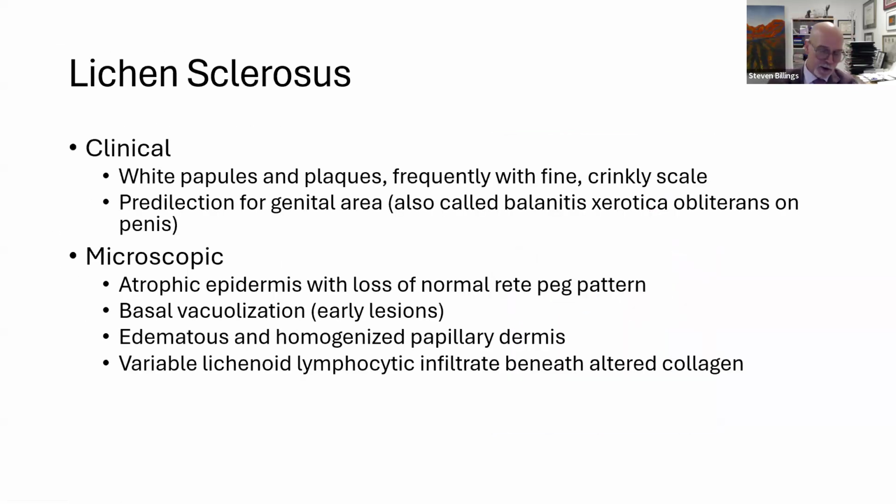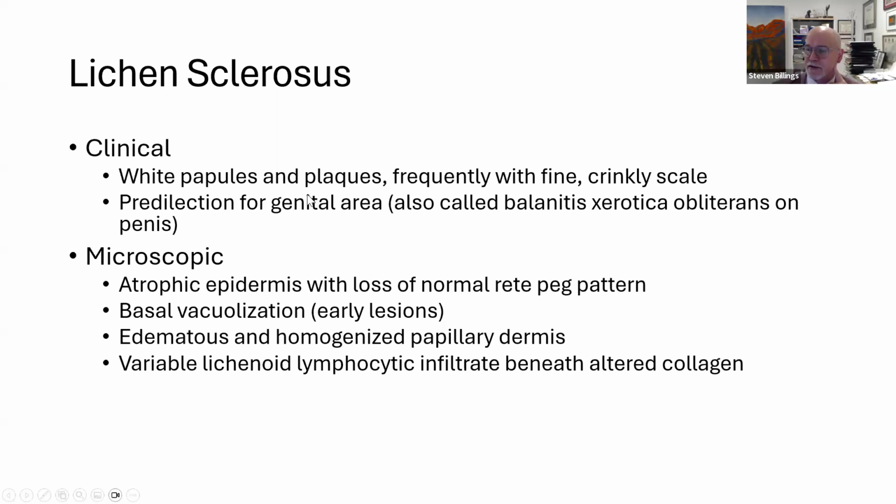Now, lichen sclerosus. We already talked about lichen sclerosus when we were talking about early stage lichen sclerosus, which is characterized by an interface dermatitis. Clinically, lichen sclerosus will present as white papules and plaques, often with some fine crinkling scale of the overlying epidermis. It has a predilection for anogenital skin, but you can also see extragenital lichen sclerosus. And sometimes you can see cases of lichen sclerosus that have histologic overlap with morphea.